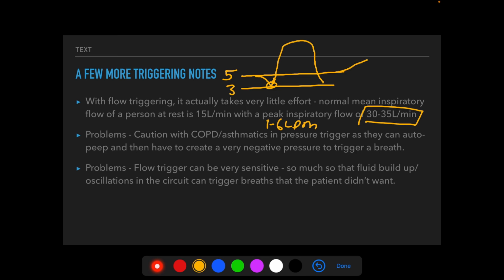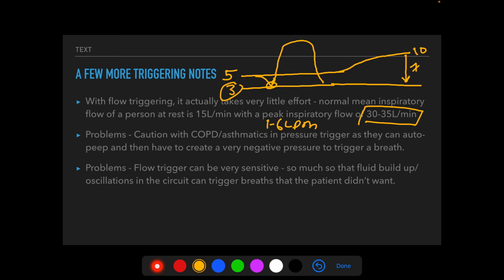They slowly start to auto-PEEP. Let's say we get up to here. Now we've got a PEEP of 10. Our trigger is still at 3. So now they have to create negative 7 centimeters of water for the vent to sense that they finally got back down to 3, which is pretty hard to do. So, caution in pressure triggering with COPD and asthmatics.